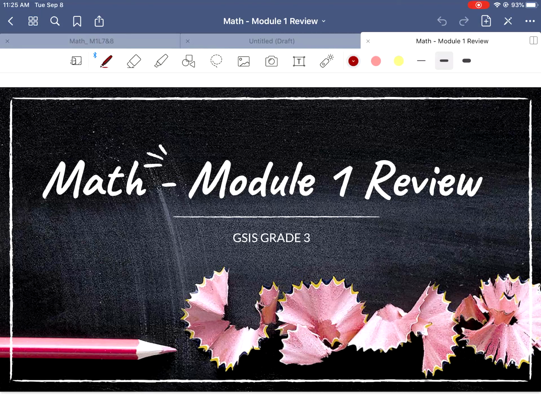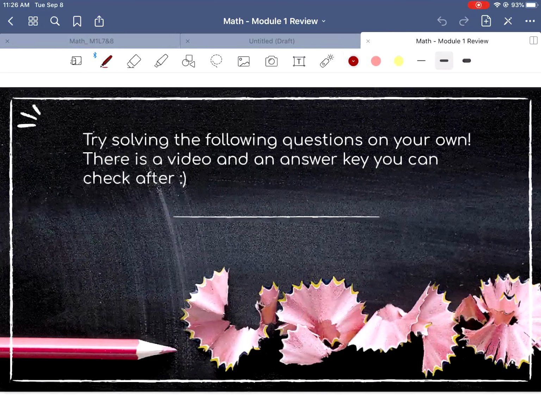Today in this lesson, we're going to spend some time reviewing our module 1. It has been almost a month since we started this module, and tomorrow we're going to have an assessment. So today I'm going to go over some of the key points and main ideas on module 1 so that you can get ready for your assessment tomorrow.